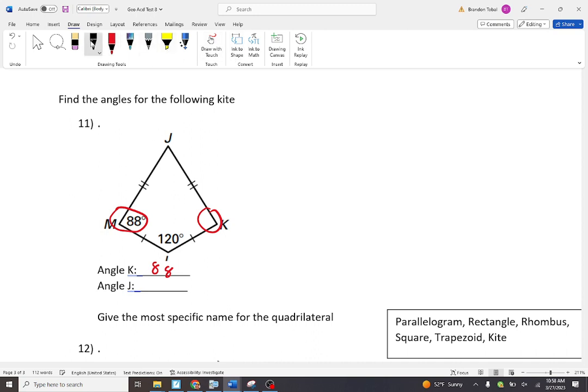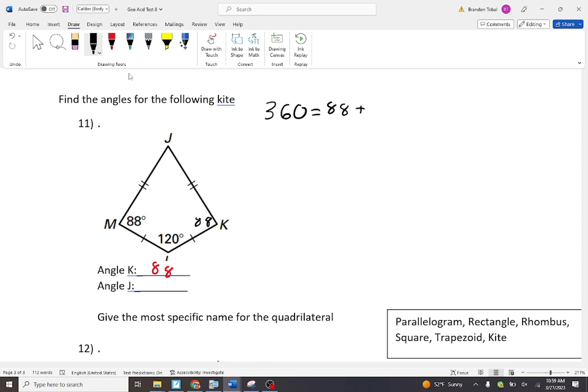So does that mean that... I forgot J. This is very important. In order to find the other one, this is 88 we discovered because we know about kites. These are your pointer fingers, these are your thumbs. Different fingers, different angles. No, it's not 120. What does a four-sided shape always add up to? 360. Four-sided shapes add up to 360.